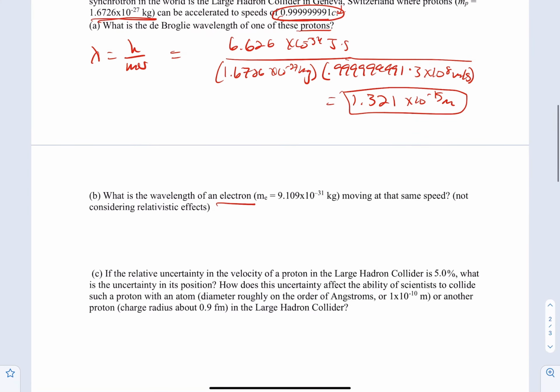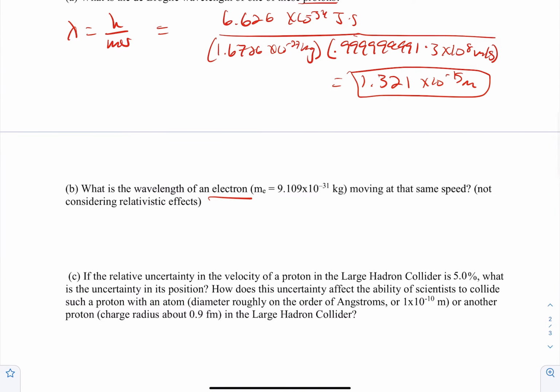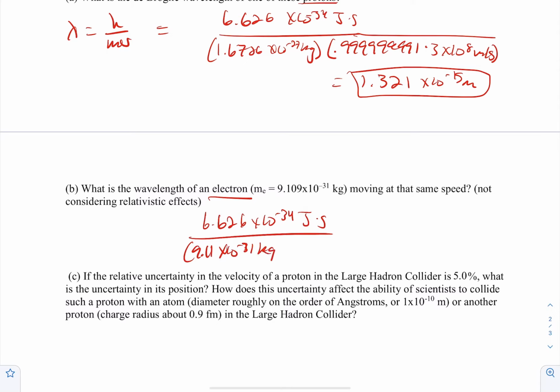So in part B, we'll say 6.626 times 10 to the negative 34 joule seconds over, and in this case, 9.11 times 10 to the negative 31 kilograms, then times the same speed, right? So 0.9999, 3 times 10 to the 8th meters per second. Okay? And if you do that correctly, you should get somewhere in the ballpark of 2.426 times 10 to the negative 12th meters.